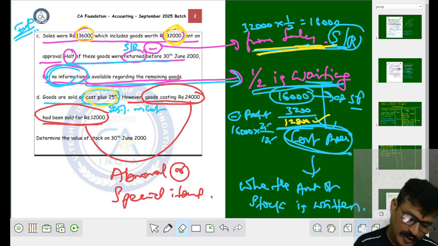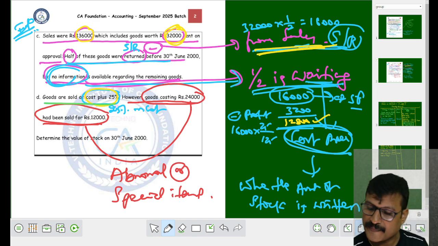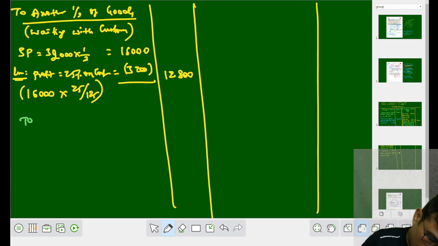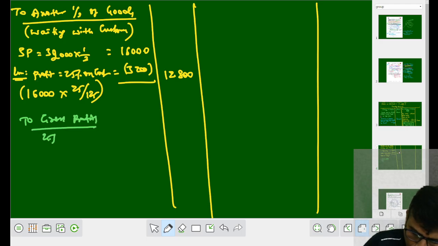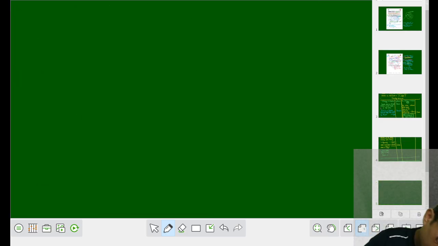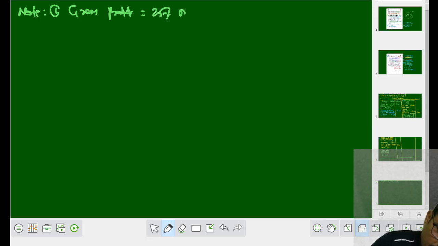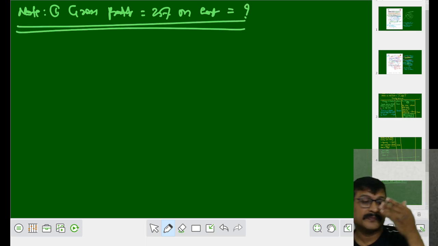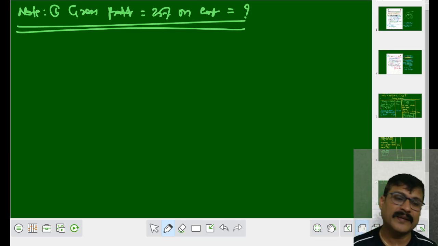What happened? There is a gross profit of 25% on cost. So now you write to gross profits 25% on cost. You write note number 1 for this. You close it off. Come to the new page. Note number 1. Gross profits 25% on cost, question mark. Shall we put the effort into understanding how to work it out?